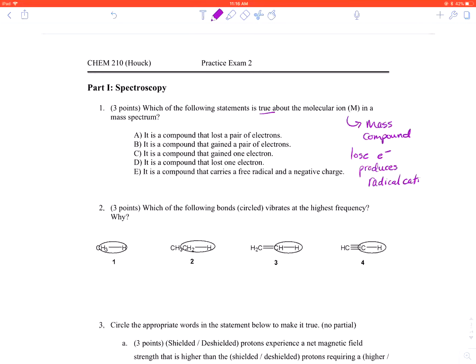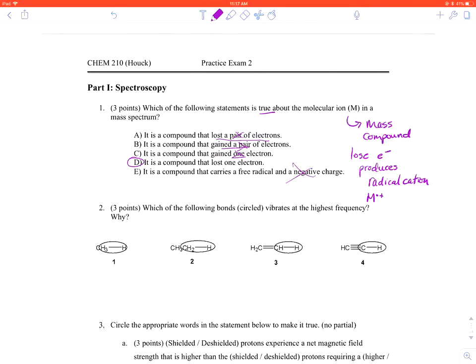A radical is an unpaired electron, and so sometimes you'll see that written as a radical cation, where we have the unpaired electron and then the charge representing the cation part of it. So lost a pair of electrons, no. Gained a pair of electrons, no. Gained one electron, no. Lost one electron, and it does not carry a negative charge. Okay, so understanding the conceptual pieces of the mass spectrum will be helpful for this test.